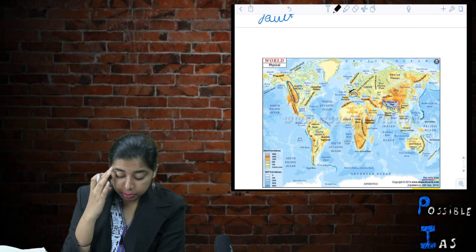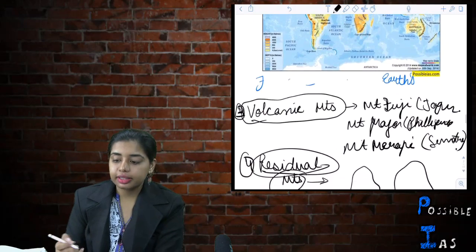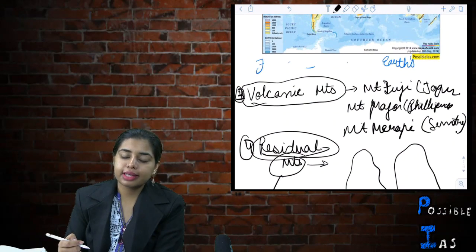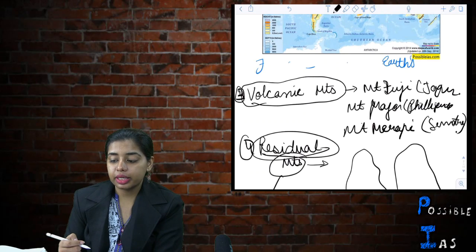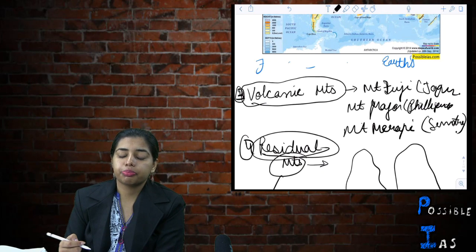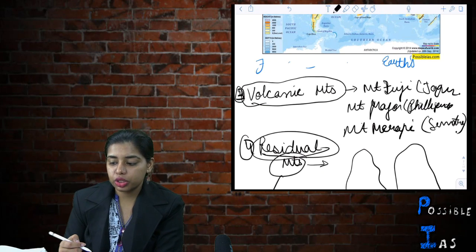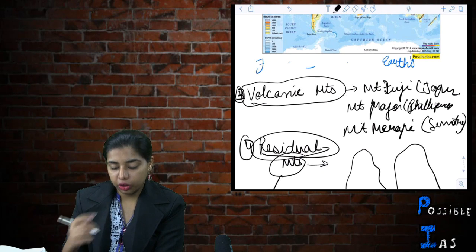Coming to the important points, revising again, there are four types: fold mountains, example the Himalayas; fault mountains, example Hunsruck, Vosges and Black Forest; third is volcanic mountains, example Mount St. Helens, Mount Fuji, Mount Merapi. Then finally residual, example Mount Monadnock in the USA.